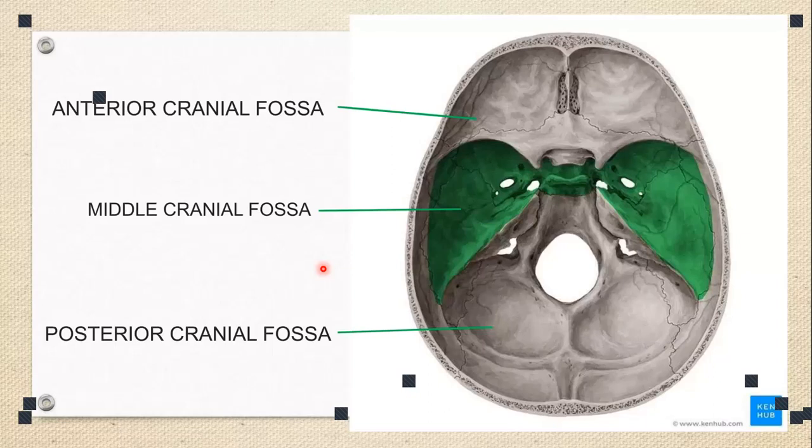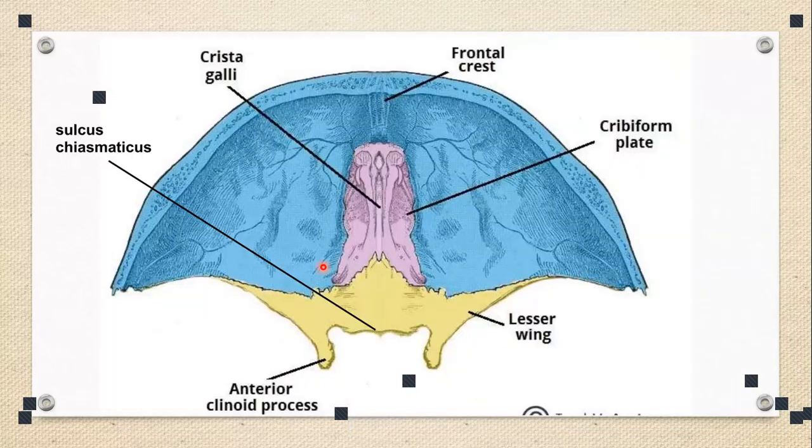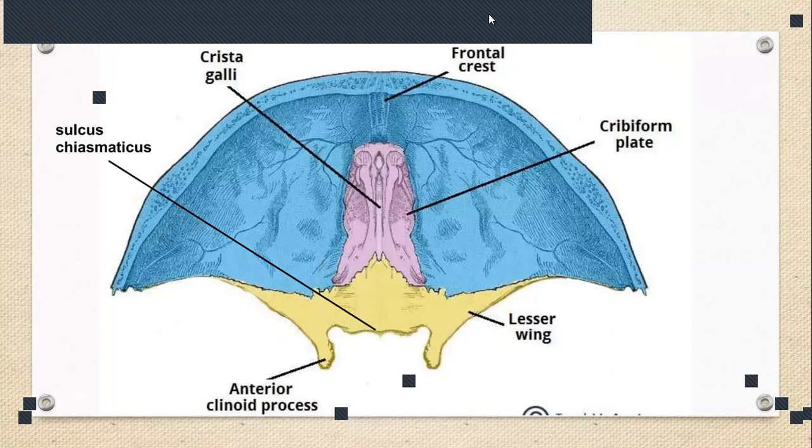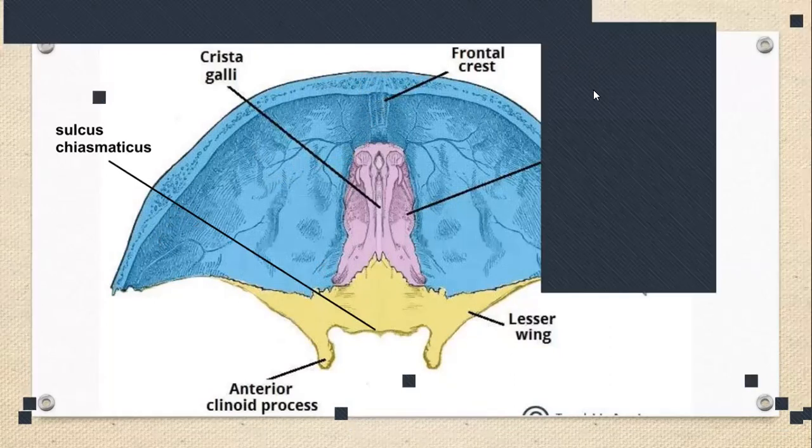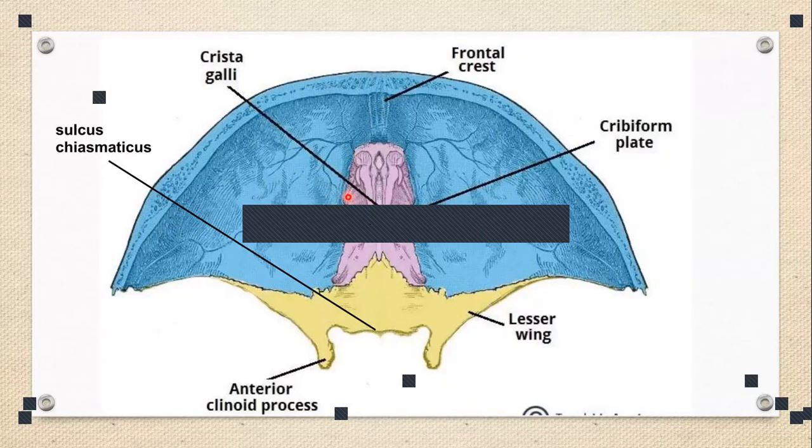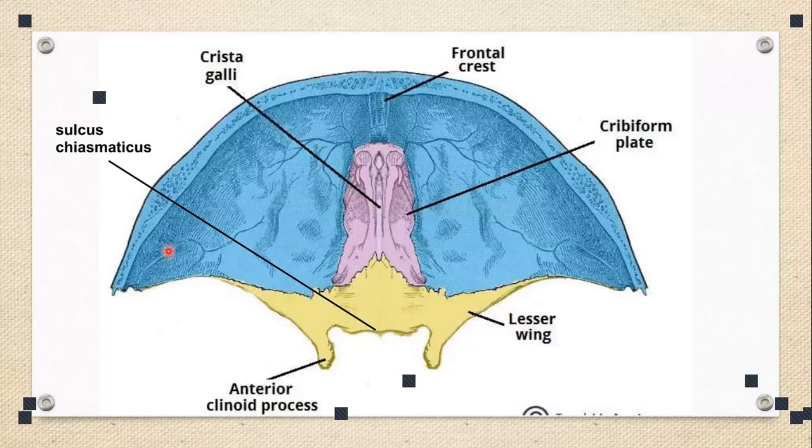Now let's start with the anterior cranial fossa and discuss its boundaries.